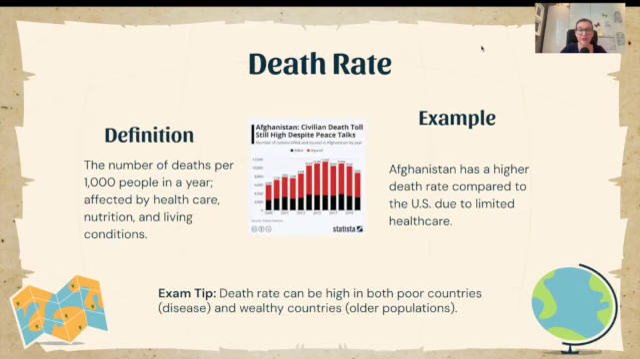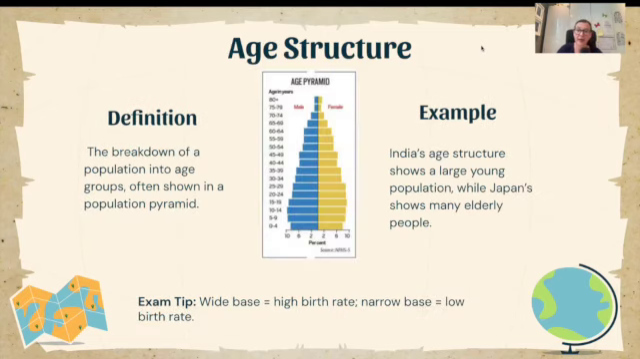Death rate. The definition is the number of deaths per 1,000 people in a year affected by healthcare, nutrition, and living conditions. For example, Afghanistan has a higher death rate compared to the US due to limited healthcare. Here's an exam tip. Death rate can be high in both poor countries because of disease and wealthy countries because of older populations.